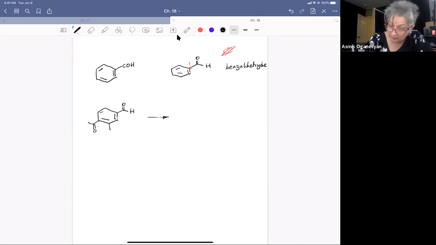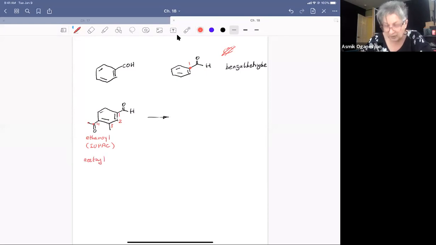So the name of this compound: 1, 2, 3, 4. We have a methyl substituent, and on position number 4 we also have an ethanoyl substituent. Okay. Or there is a common name that sometimes we use for ethanoyl. Ethanoyl is IUPAC, but we can also call it acetyl. And this is a common name. So you can interchangeably name this compound as 4-acetyl-3-methylbenzaldehyde.